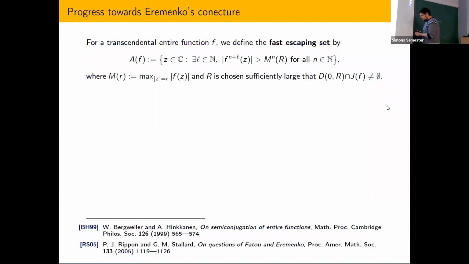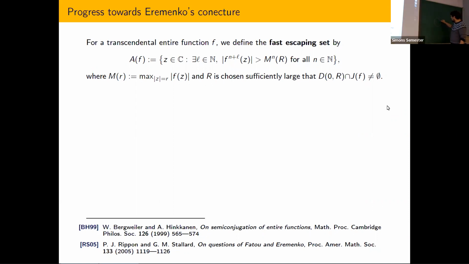So the history of Eremenko's conjecture is quite interesting. A lot of progress has been made by looking at a nicer set, which is called the fast escaping set. The fast escaping set is a subset of the escaping set that was introduced by Bergweiler and Hinkkanen in 1999, and consists, roughly speaking, of the points that escape as fast as they can. So I can draw here, one sec. You should think about it like this.